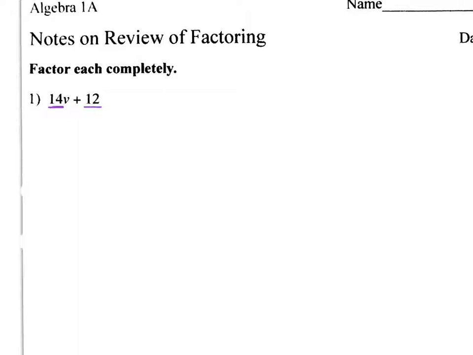But what's the biggest thing that will go into 14 and 12? Well, they're both even numbers, so you know 2 will go into them. And you try to think of anything bigger. Well, in this case, that's it. So you do 2. 2 times 7 is 14. The 2 times 6 is 12. And then that one is factored. All right, let's look at another example here.